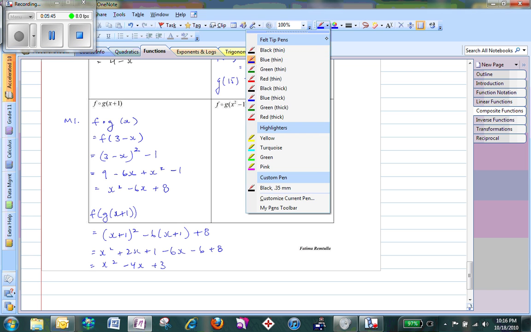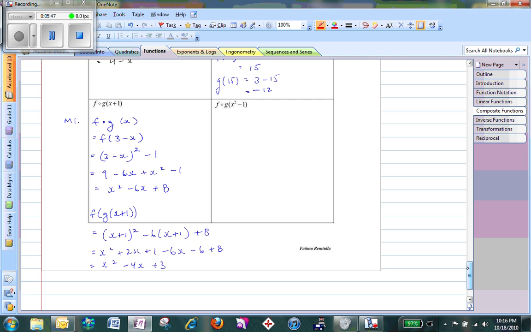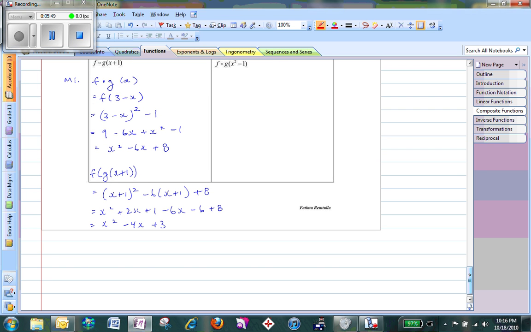So let's try it the other way as well. The other way says first find g at x plus 1. This is method 2. Well, my function for g was 3 minus x plus 1. Well, that's 3 minus x minus 1, which is 2 minus x.